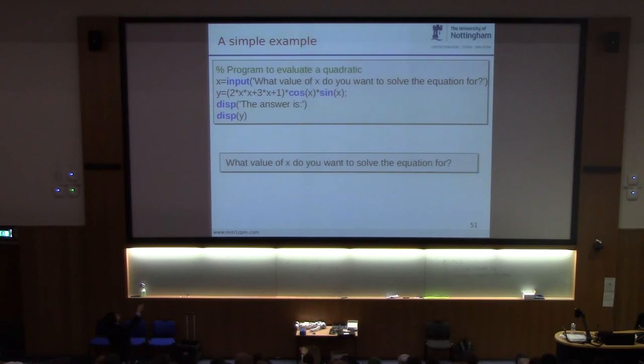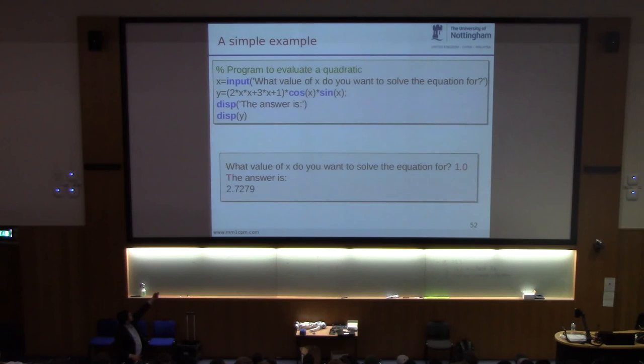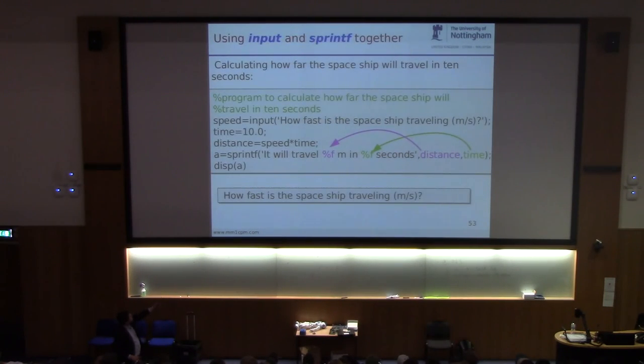So, for example, you could go, if we were writing a little script to evaluate a program, input, what value of x do you want to solve the equation for? It would then ask you, the computer would ask you to put in a number. It would then set that number equal to x, and then you could evaluate the equation and use DISP to print out the answer. So you go, what value of x do you want to solve the equation for? And then you put in 2.7279, and it will give you the answer. And there's another silly example of using sprintf and the input command together.